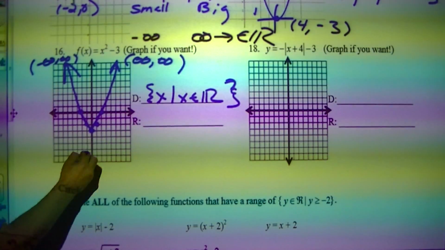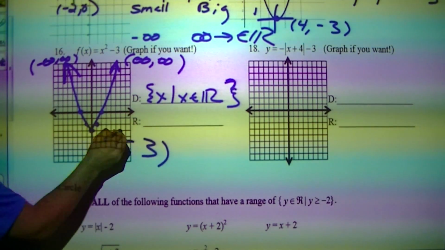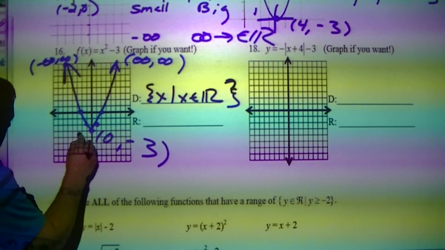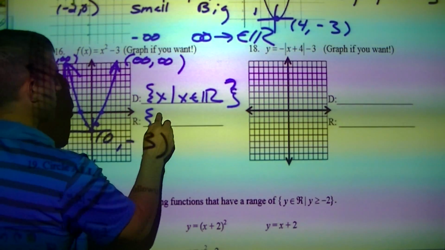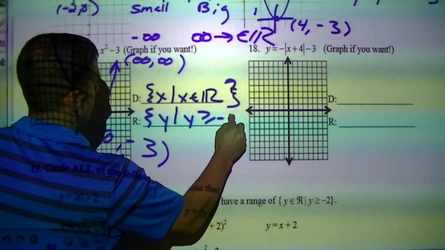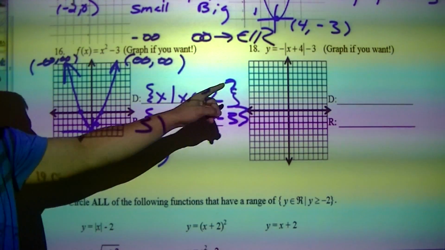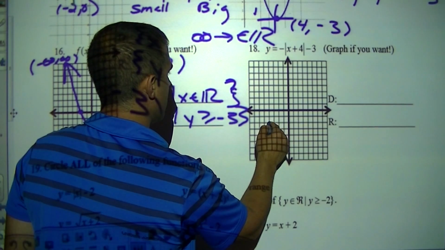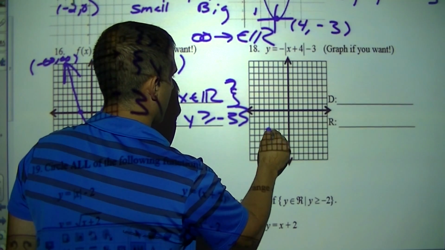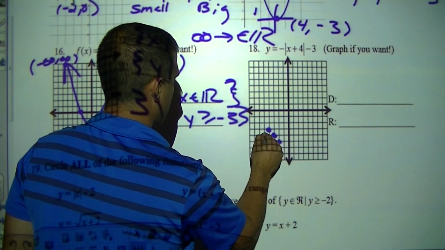The smallest y here, that's 0, negative 3. So the smallest y is negative 3, so I got to look at this. It goes above, so it's going to be y is greater than or equal to negative 3. This one, I go left 4, 1, 2, 3, 4, down 3. And the graph is going to end up looking like this.